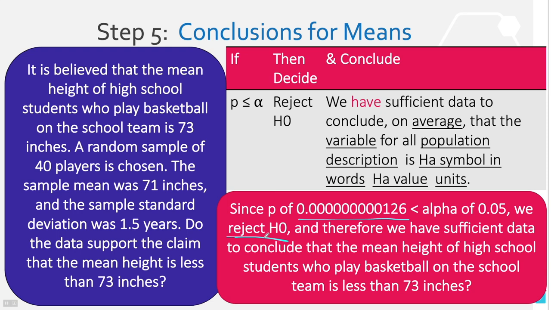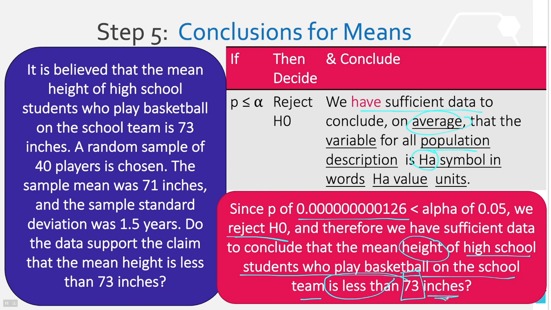we reject wholeheartedly. Therefore, we do have sufficient data to conclude that the mean height of high school students. I have talked about mean height of high school students, so the word average and mean are basically the same thing. I am talking about the population, and given this scenario, it says the population is going to be our high school students who play basketball. And then height was our variable. And then the alternative hypothesis, on the school team, is still part of the population description. And then is less than is our alternative hypothesis symbol in words. And then our alternative hypothesis value is 73, and our units are inches.